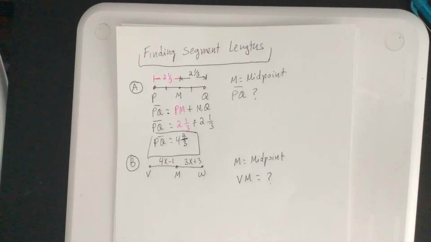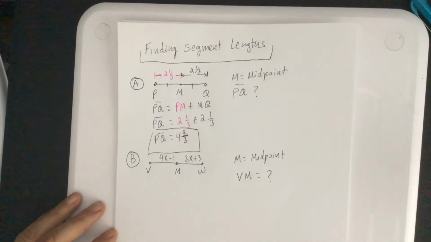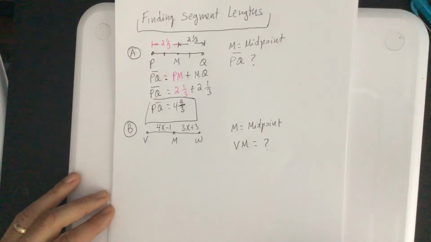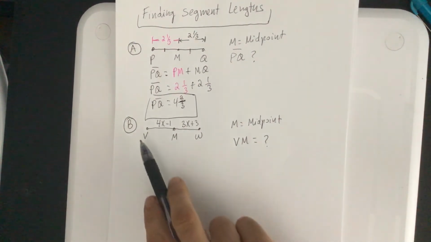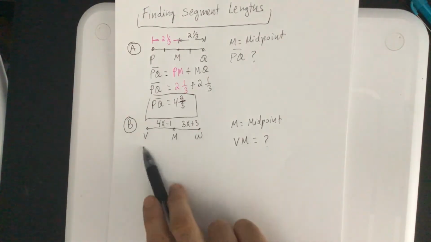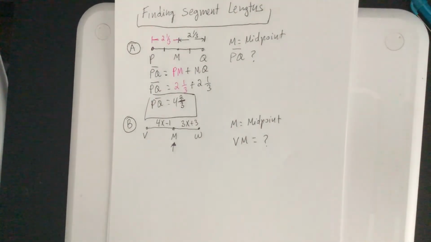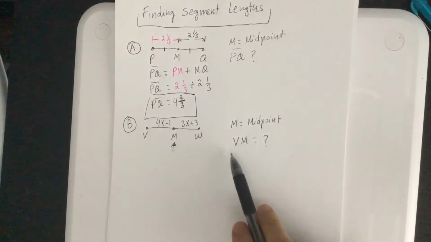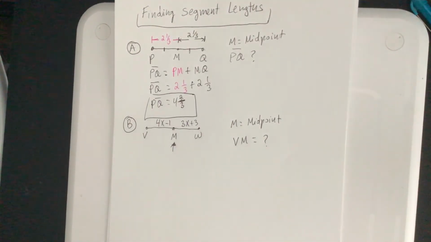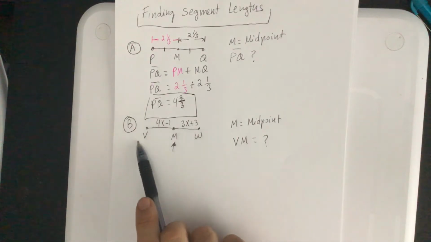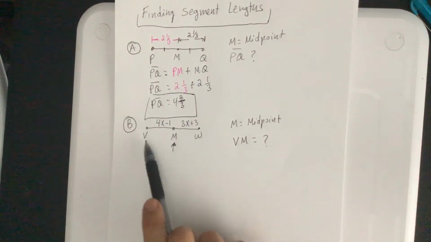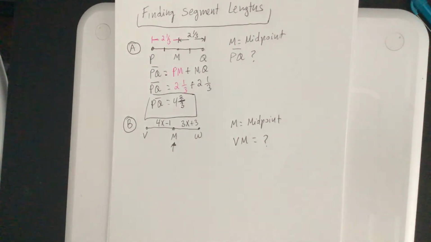Simple as that, right? So now let's take a look at another problem, a little different. We got a segment VW. M is the midpoint. This is the midpoint here, guys. And what I want you guys to do for me is to find the value of VM. How much is the measurement VM from here to there? Hint: before you do anything, you need to find out what is the value of x. See if you can do it.